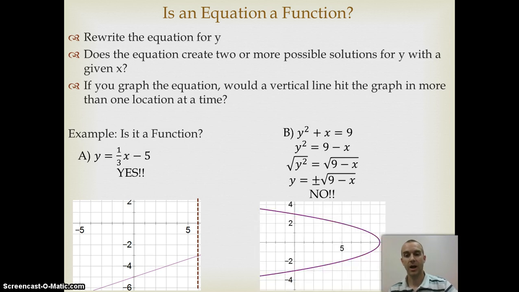So if I graphed it, I would see that I have a sideways parabola, and when I run a vertical line, I can tell that I'm hitting my graph twice, just about everywhere I go except for right at the vertex.